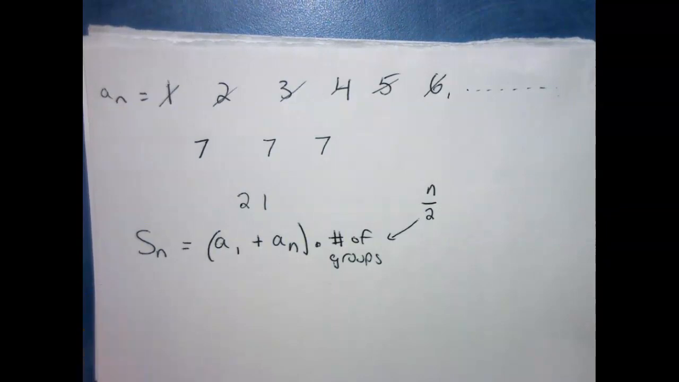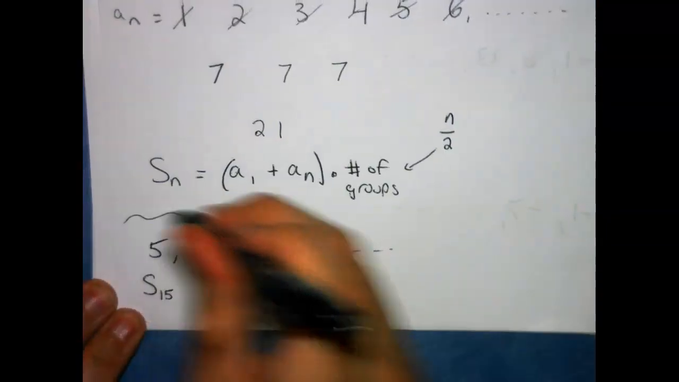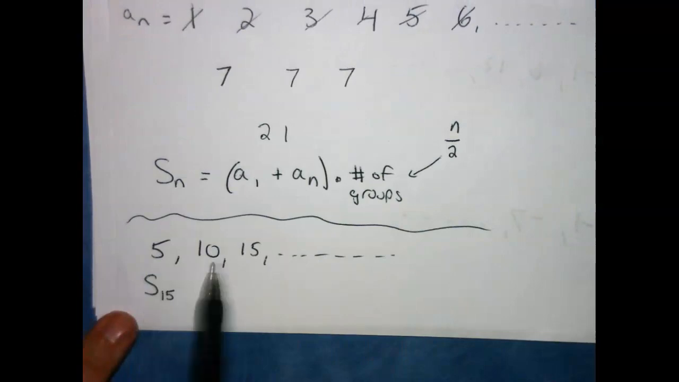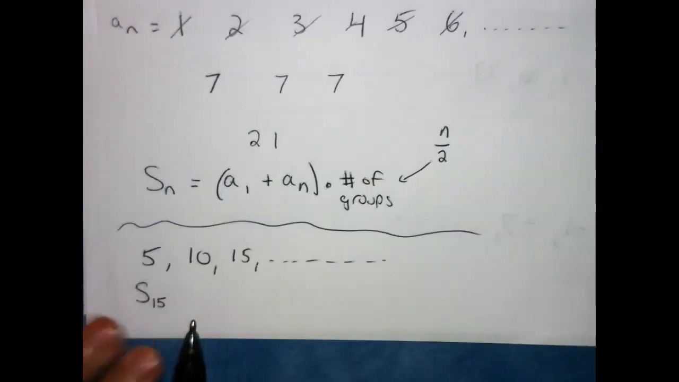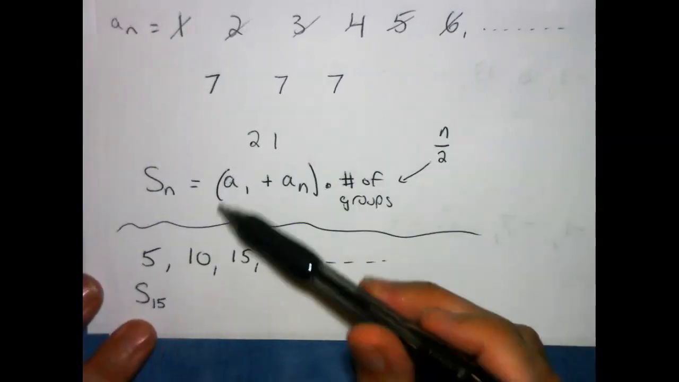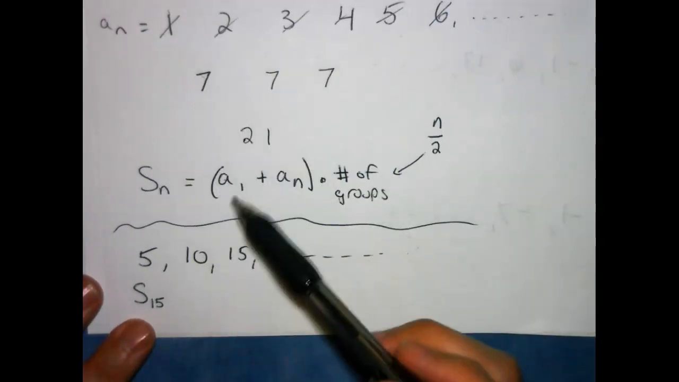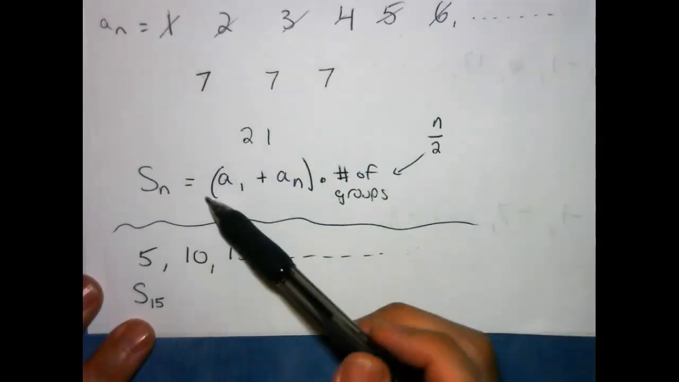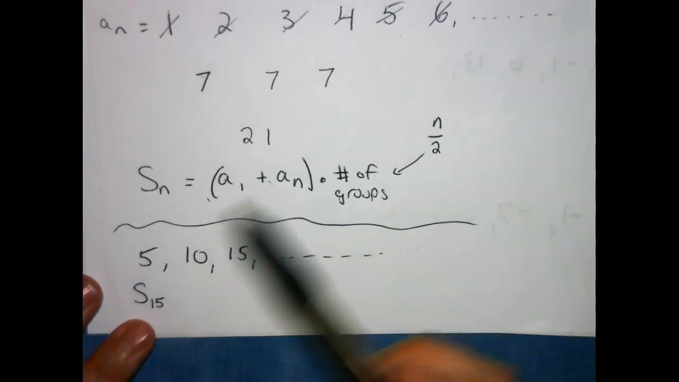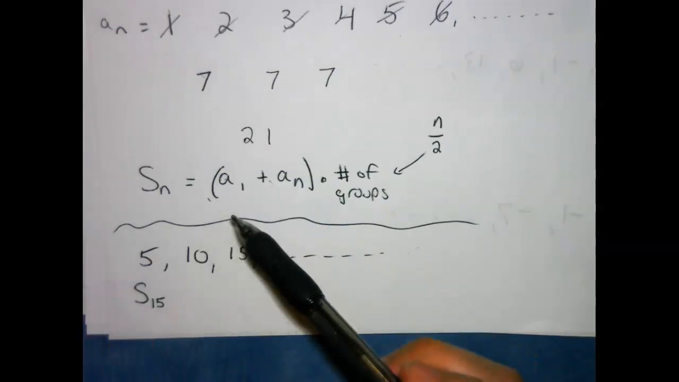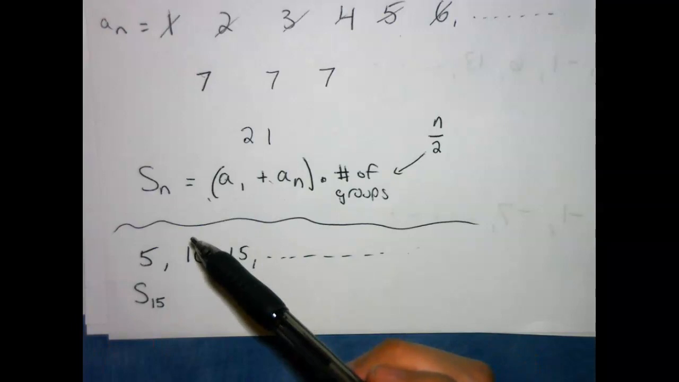Okay, let's do a couple examples. Okay, so let's look at this one. So this is my sequence, going up by 5 each time. I want to find the sum of the first 15 terms. Okay, now here's an issue though, because look at my formula here. I need to know what the last term is, so then I can break it off into these groups here. I know what the first term is, I don't know what the last term is. Well, to find that, I'm going to use my arithmetic sequence formula.